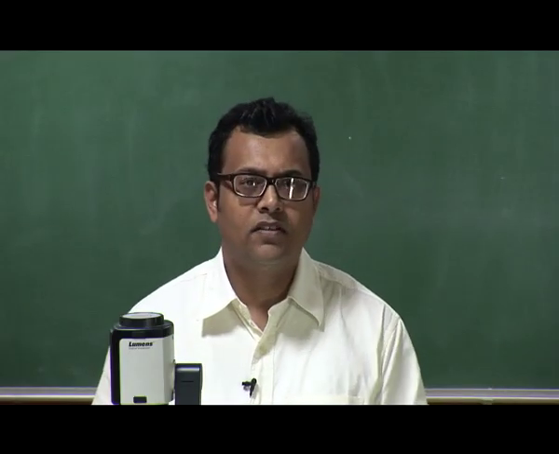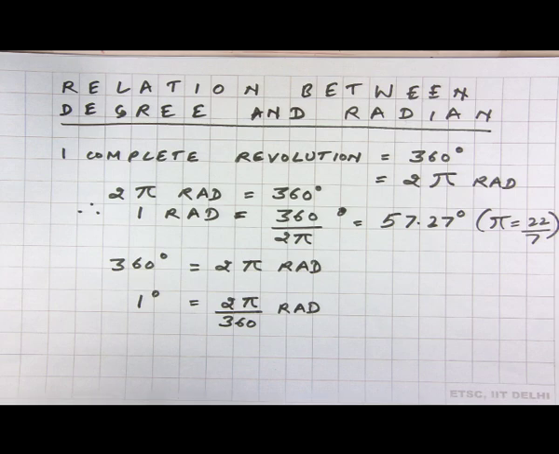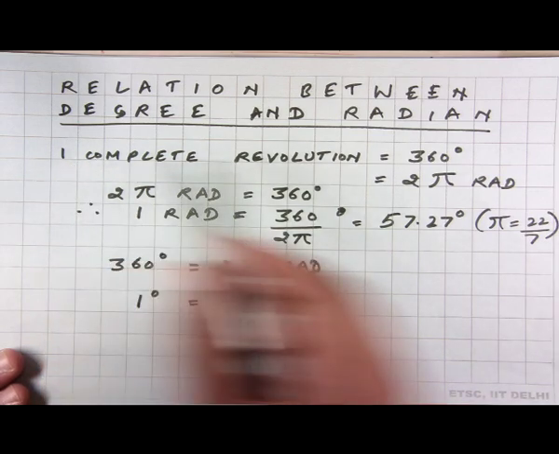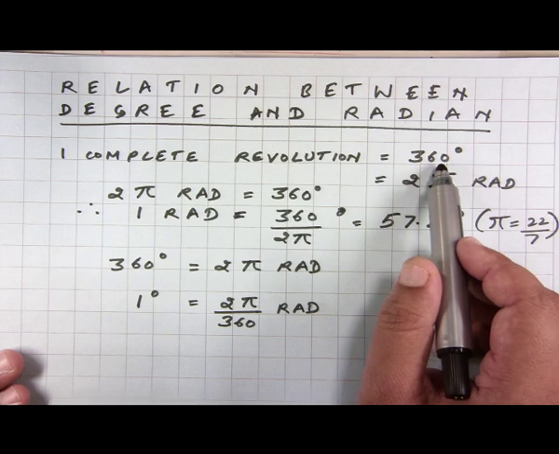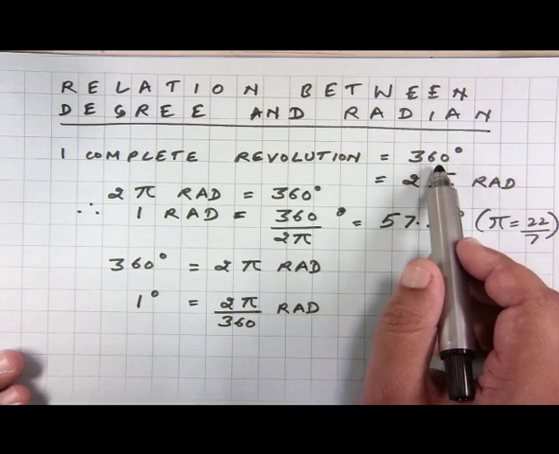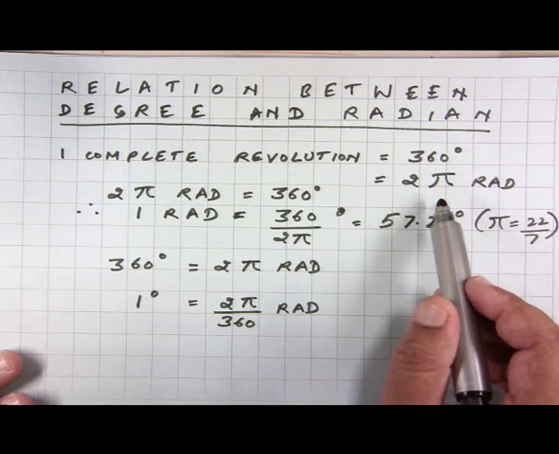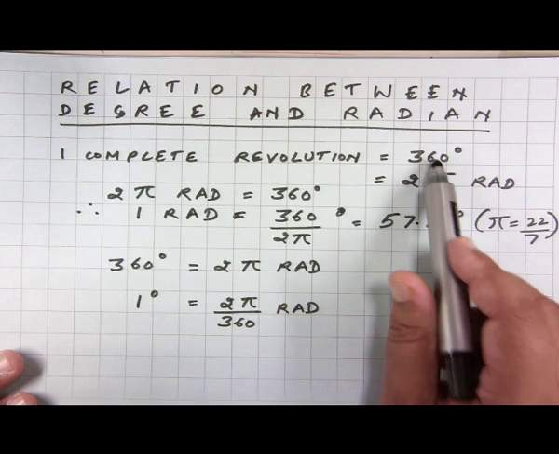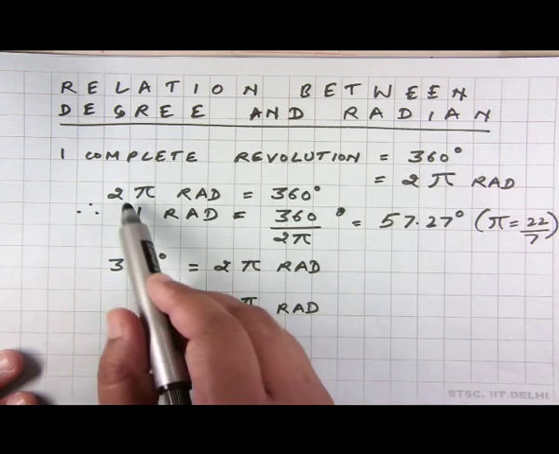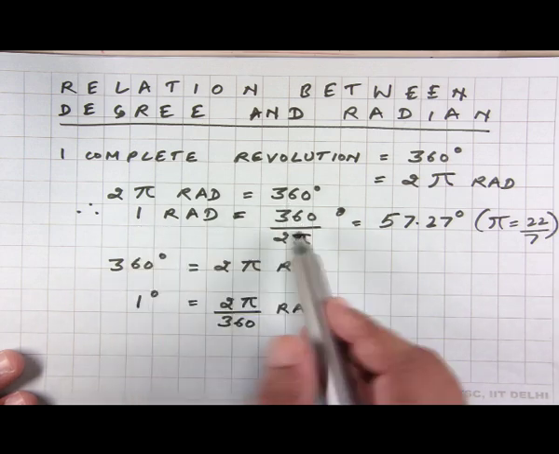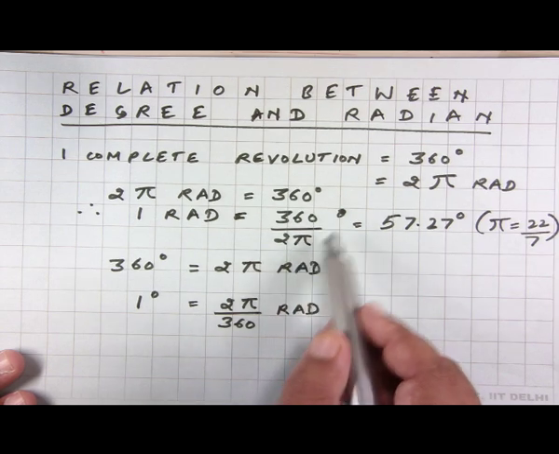As many of you would have guessed by now, there is a relation between these measures, which is what we will discuss now. We earlier said that one complete revolution is 360 degrees, when we were defining what a degree is, and later on we also said that one complete revolution is equal to 2 pi radians. Since they have to be the same, 2 pi radians should be equal to 360 degrees, and therefore, 1 radian should be equal to 360 divided by 2 pi degrees.